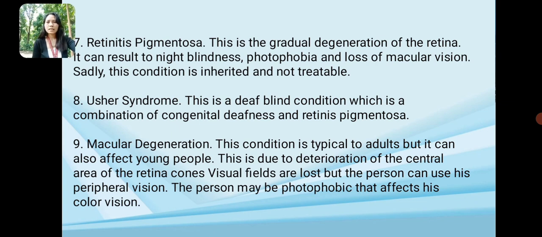The next is macular degeneration. This condition typically affects adults, but it can also affect young people. It is due to deterioration of the central area of the retina, the cones. Central vision is lost but the person can use his peripheral vision. The person may be photophobic and have affected color vision.